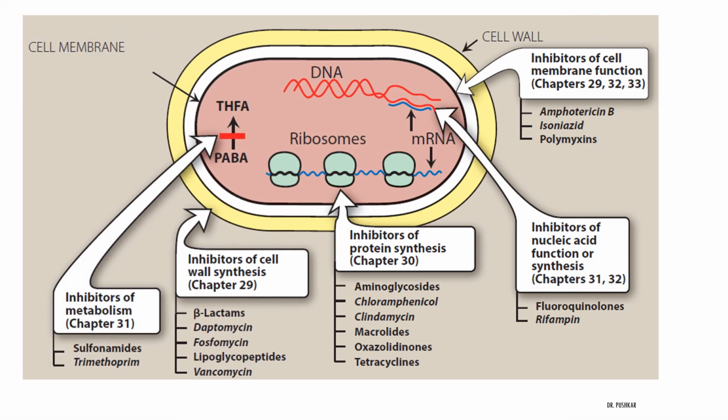So we all know these are the various mechanisms of action of various antibiotics. Some of them are inhibitors of metabolism such as sulfonamides, trimethoprim, and there are inhibitors of cell wall synthesis such as beta-lactam antibiotics, which we are going to study today. Then there are inhibitors of protein synthesis such as aminoglycosides, inhibitors of nucleic acid function or synthesis such as fluoroquinolones or rifampin or rifampicin. Then there are inhibitors of cell membrane functions such as amphotericin B or isoniazid.